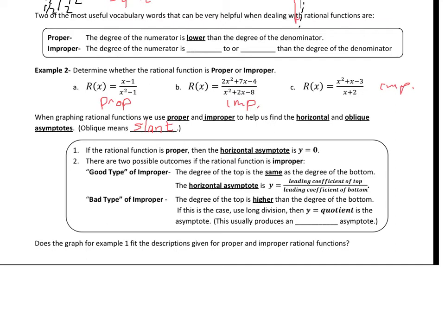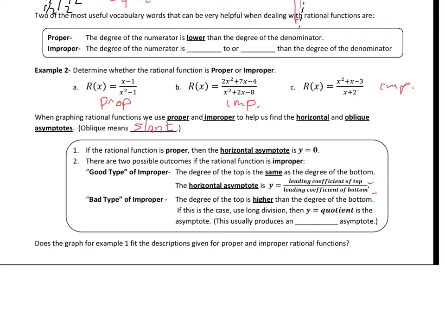The good type of improper, if you will, is where the degrees are the same. Then you have a horizontal asymptote at the leading coefficient of the top over the leading coefficient on the bottom. And we'll do examples of all this so you can see it. But again, if the degrees are the same, then you have a horizontal asymptote at what's called the quotient of the leading coefficients, to make me sound all smart. But it's basically the leading coefficient of the top over the leading coefficient of the bottom.